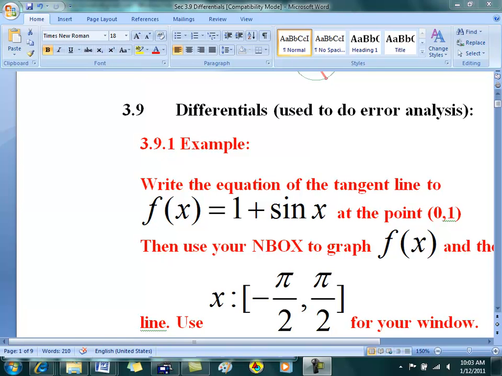So doing a new section today, 3.9, called Differentials. And then right next to it, I just put a little vague statement like used to do error analysis, okay? Pretty vague right now. Tomorrow, hopefully, it'll become a little clearer. So what I want to do is set up the theory behind this, okay? And again, this concept that we're doing in 3.9 is extremely useful in industry, okay?